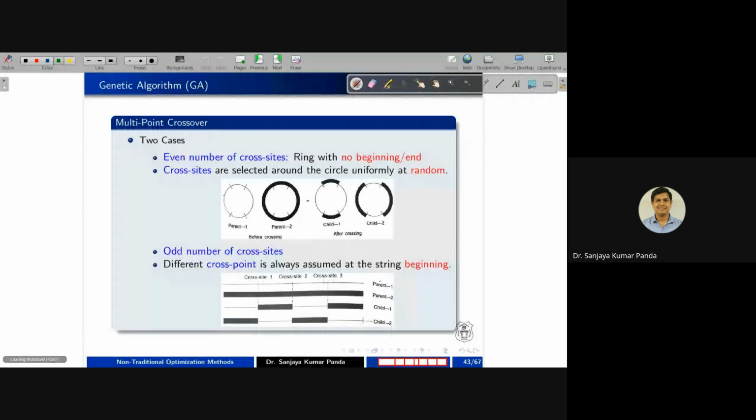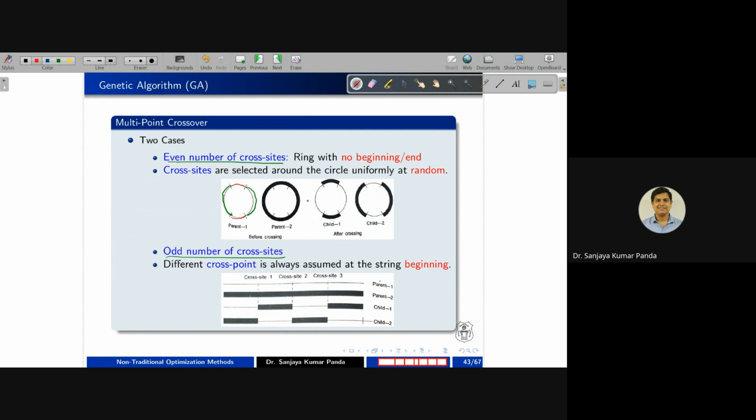Similarly, we have multi-point crossover also. Single point crossover we have seen, and 2-point crossover we have seen. In the multi-point crossover case, what are we doing? There are two types of multi-point crossover. You can go for an even number of cross sites, or you can go for an odd number of cross sites. So for example, if I take a ring, you can see this looks just like a ring. In the ring case, there is no beginning and no end. So there is a ring like this, and there is another ring like this. Randomly you will choose one part here, and let's say another part here. That is one child, and by taking this part and this part, that is another child.